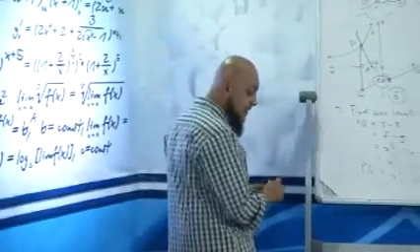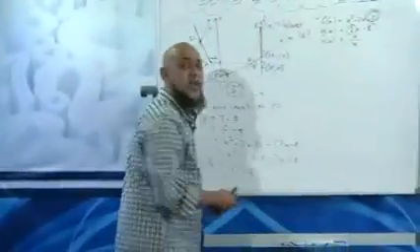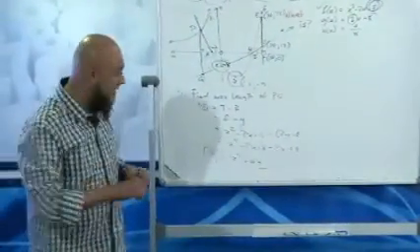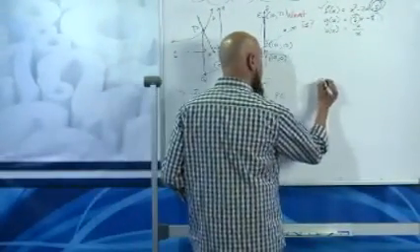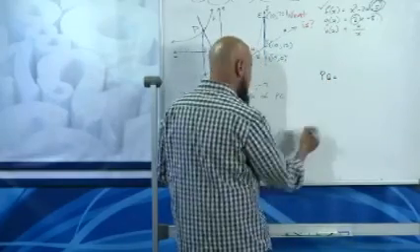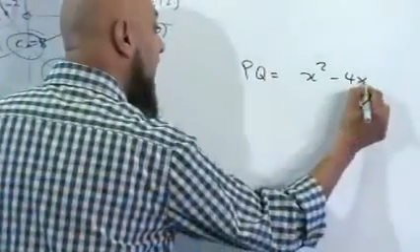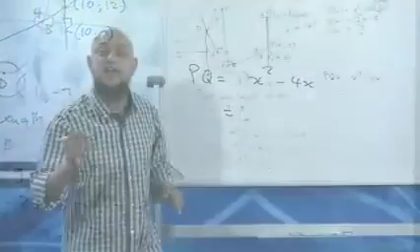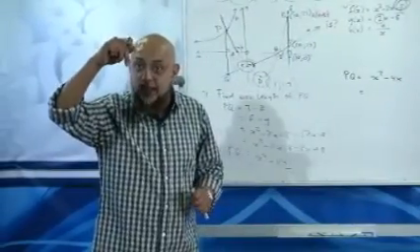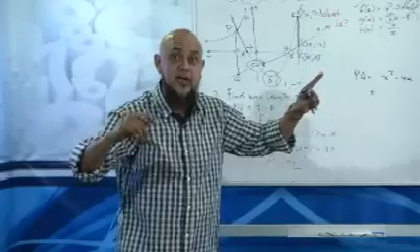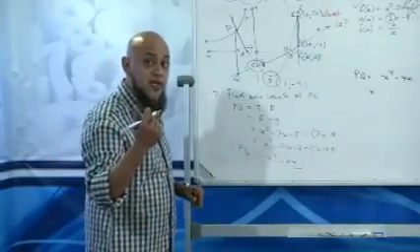How do we do it? This is where we start. We now go and complete the square. Guys, we now complete the square. So we say PQ is equal to x squared minus 4x. What did I show you? The shortcut of completing the square. Divide the coefficient of x by 2, then square it. If you don't know, you'll have to go back to the previous problem.